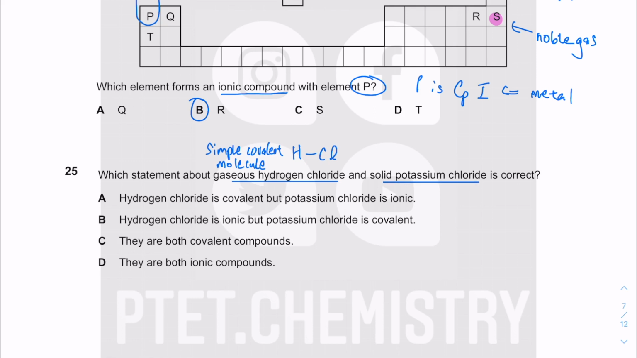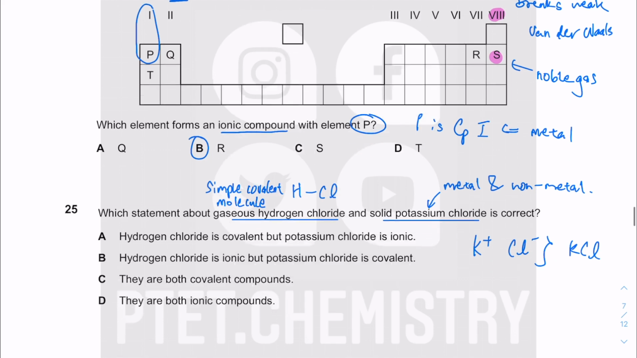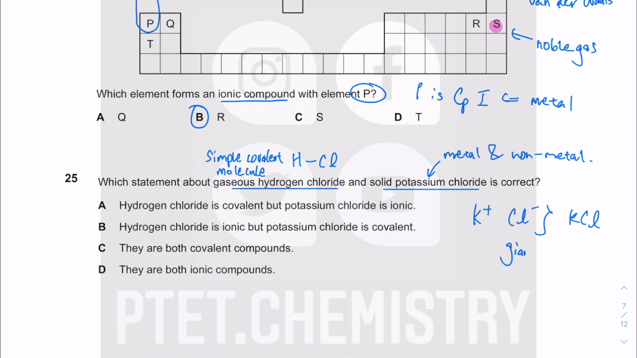Potassium is a group 1 metal, chlorine is group 7. Chlorine will be third period, group 7. So the metal likes to lose electrons, the non-metal likes to gain electrons. So you have metal and non-metal. Eventually when you become expert, you will know it's K plus, Cl minus. So it's KCl, a giant ionic structure.